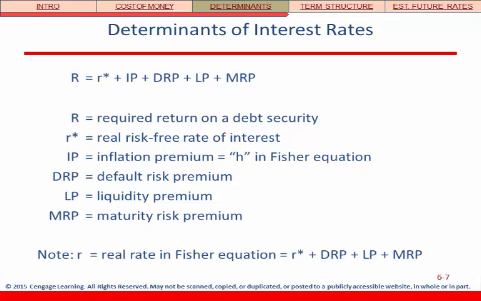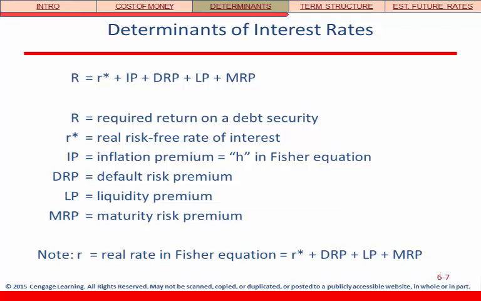So if you think of R as the required return on a debt security, you've got all these other determinants that are going to play a role. And if you notice, you've got the real risk-free rate of interest, and then you've got premiums for all the different things that we talked about before when we were talking about determinants of interest rates. But here we get a little bit more specific, and we label them as very specific numbers. So you've got an inflation premium, which you'll see as H in the Fisher equation.